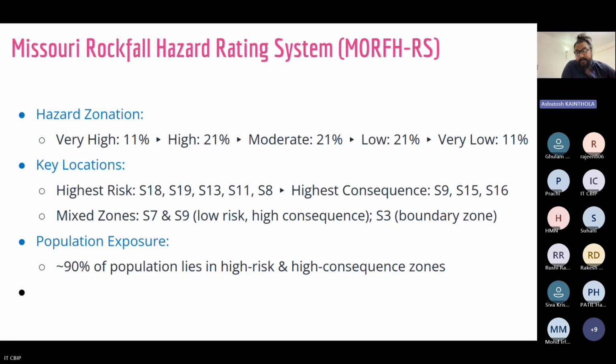This is worrying, and there have been instances of fatalities in the past. And this work actually substantiates how vulnerable that population is. Moving on to the next slide, please.